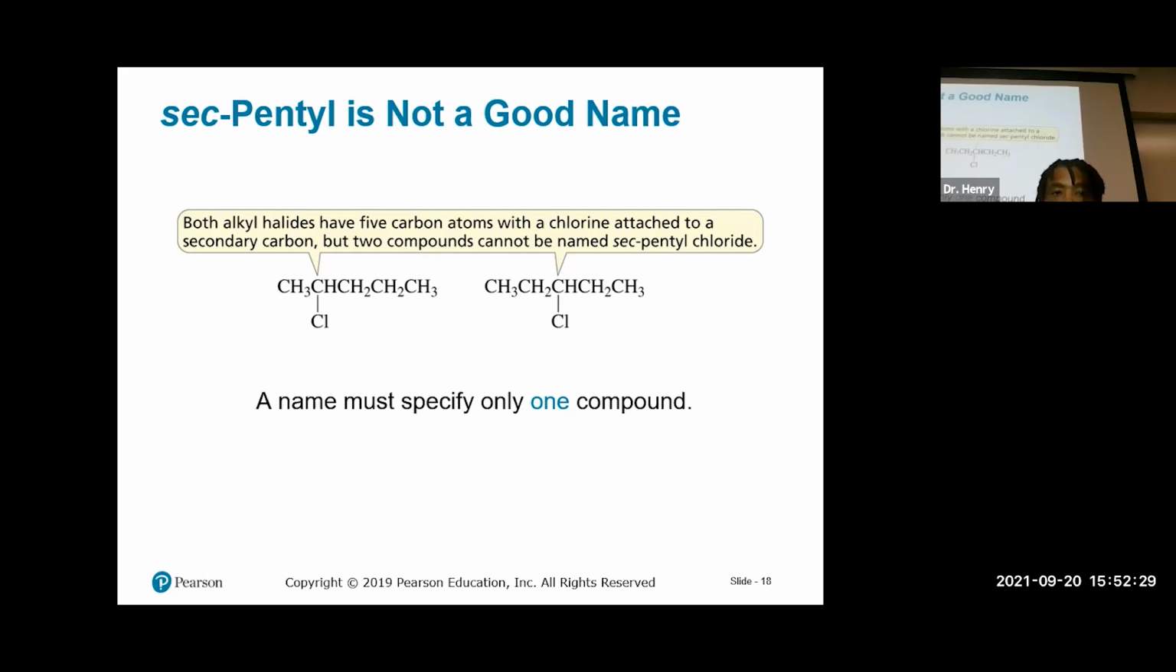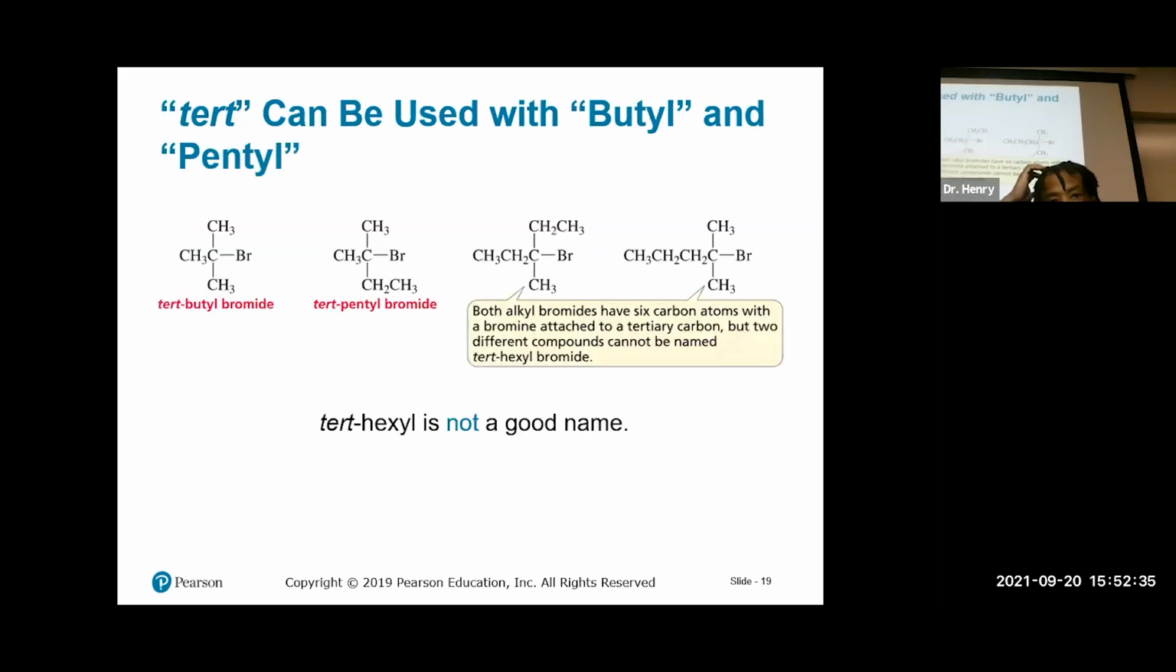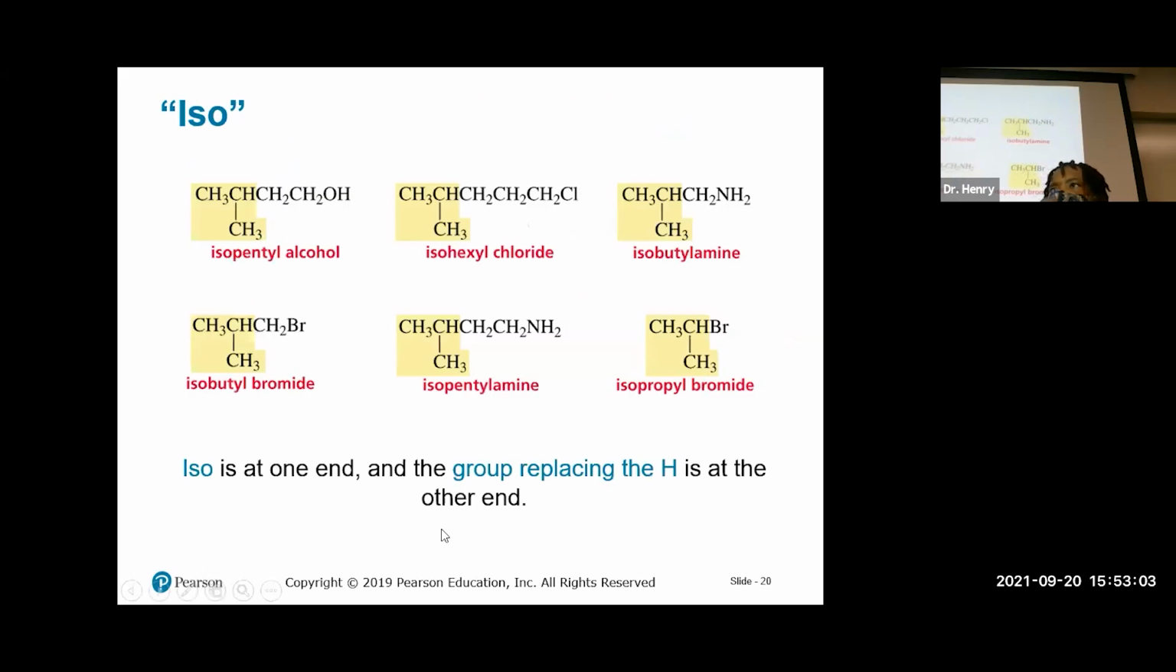But it makes it a lot more complicated. So when we get to tert, well, tert works fine with butyl and pentyl, but it works poorly with hexyl for the same reason. Okay. Which one is the correct one? So there are going to be limits to what we can use that on. That's the whole point. Are you guys with me? Yeah, no, maybe. Okay.